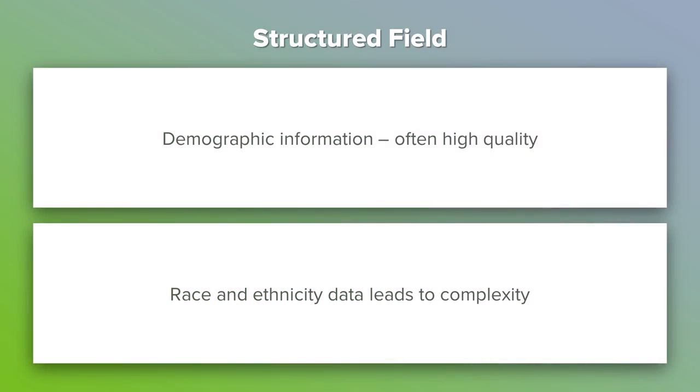As an example, in EHRs, demographic information is usually structured, and as a result, it is often of high quality. However, due to the complex ways that people think about and report their racial and ethnic identities, the data are often variably reported and frequently incomplete.